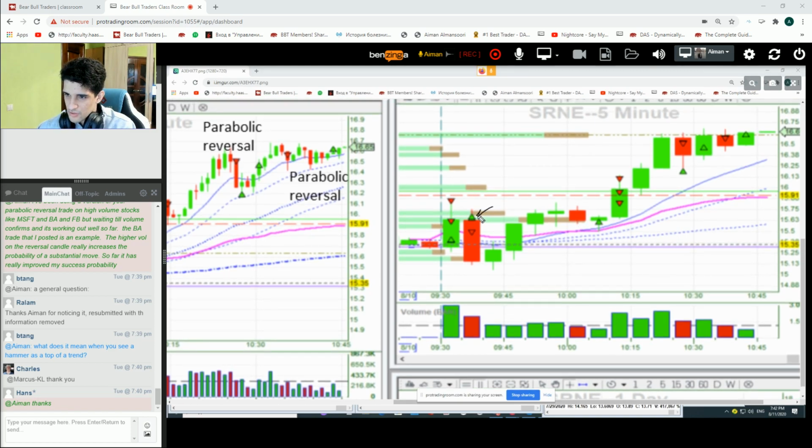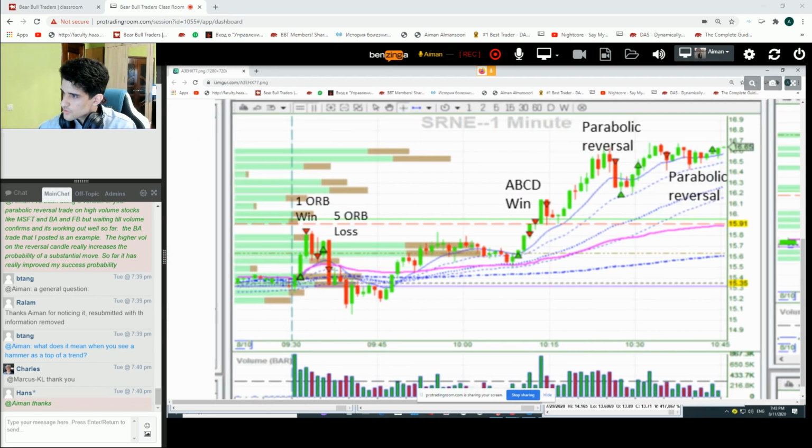See guys, it was a 5-minute open range breakout. But the 1-minute chart wasn't so clear. The 1-minute chart showed us that there is more selling pressure, and this is why I love combining different time frames. So yeah, I would have avoided this entry right here. Now let's see what you're doing right there.